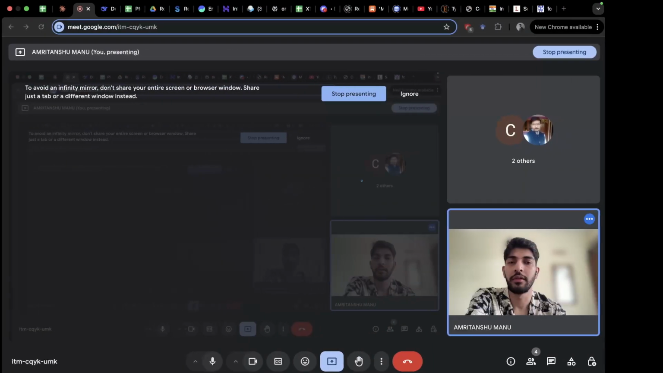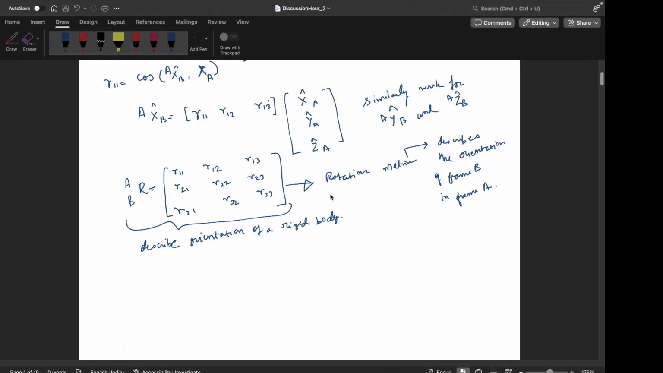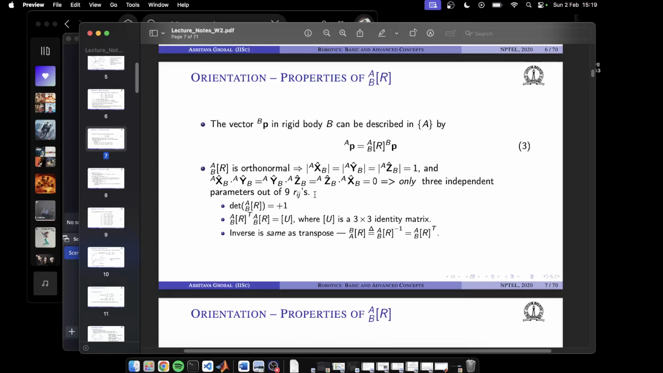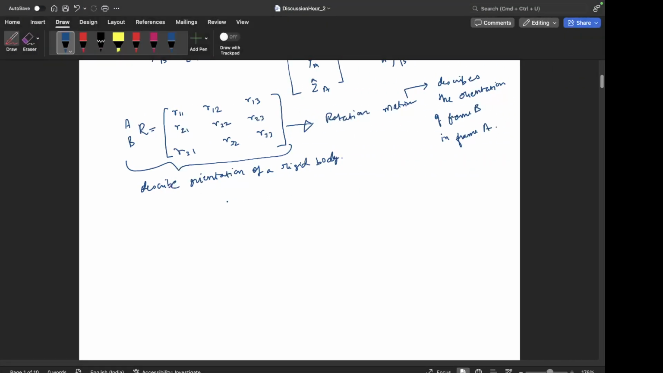Any questions till here? Okay. So now this matrix is a very special matrix, right?